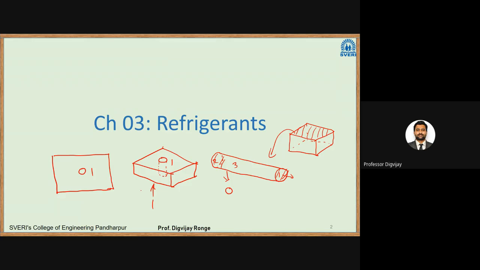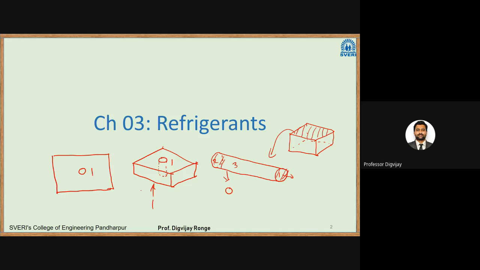Okay, so we'll begin today's lecture. Welcome to this lecture of refrigeration and air conditioning. We are now in chapter three, that is refrigerants. Refrigerants, as we discussed in the first chapter also, are the heat carrying mediums. We can consider them as the blood of the VCRS system. They carry heat from one location to another location.